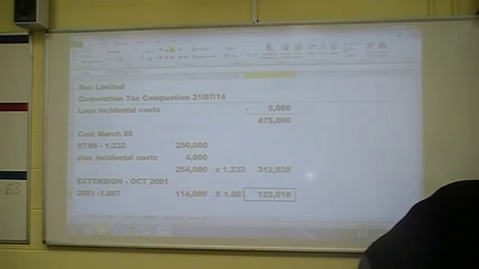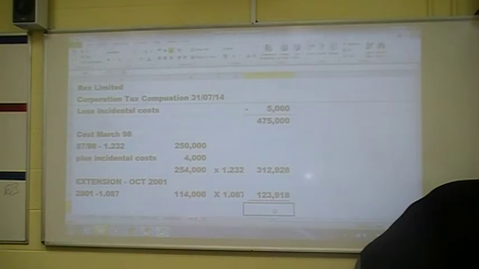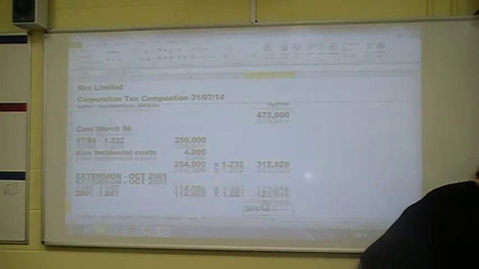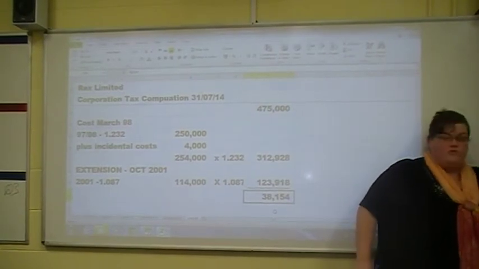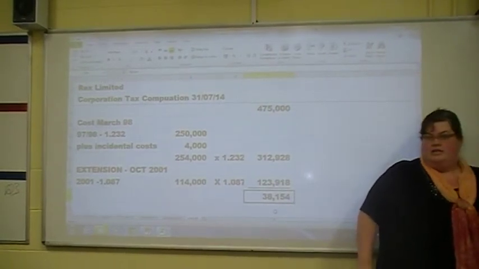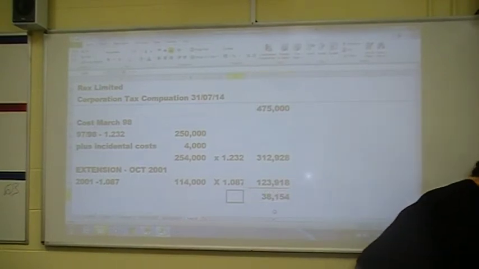So what do we actually have? So we have a loss, have we? No, a small profit. Oh yeah, small profit. I thought it was going to be a loss at first. So 38,154 is our chargeable gain.